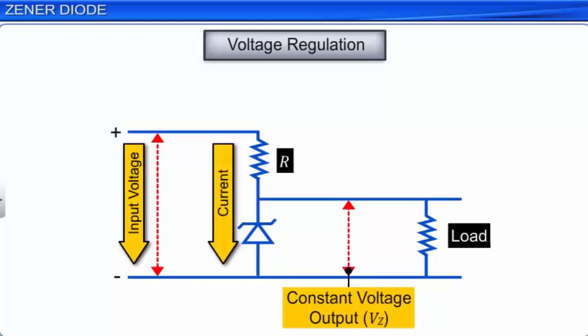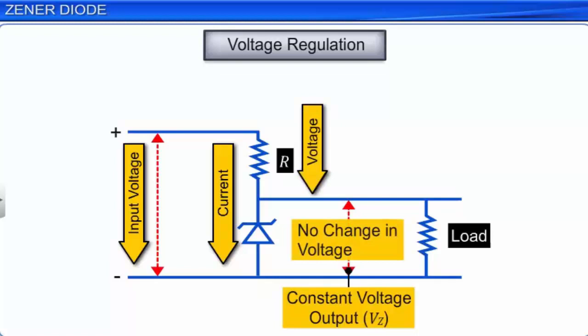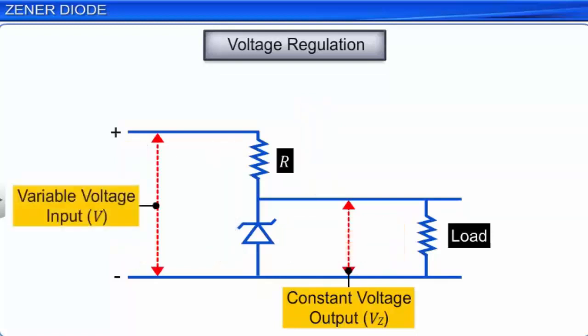Thus, irrespective of increase or decrease in the input voltage, the voltage across the Zener diode remains constant, which is collected across the load resistance. Hence, the Zener diode acts like a voltage regulator. The choice of the Zener diode depends on the required output voltage. Zener diodes are available with output voltages ranging from a few volts to hundreds of volts.